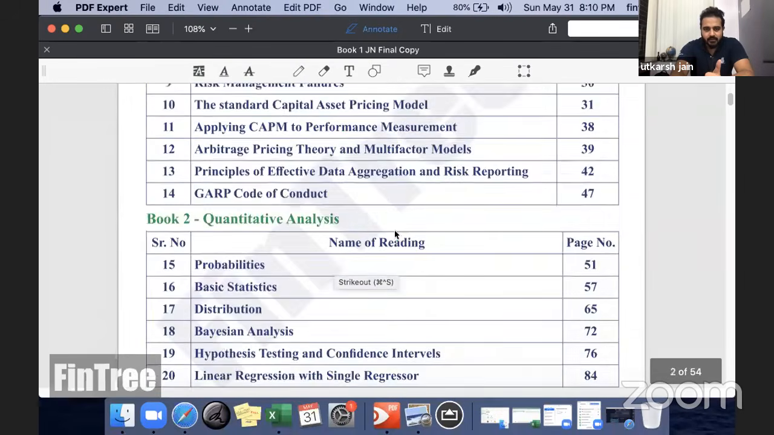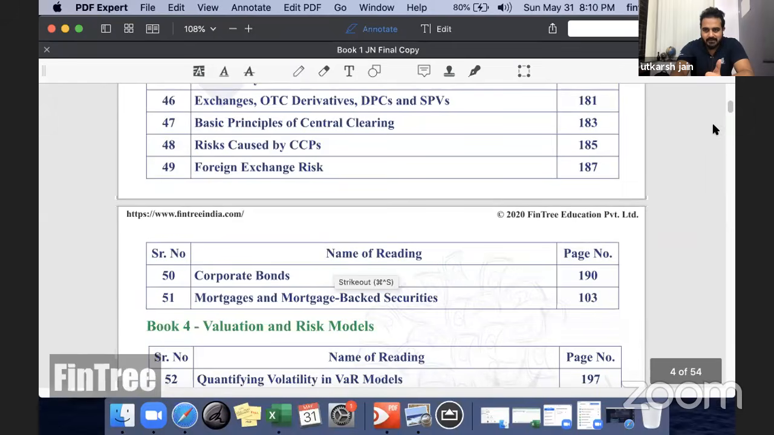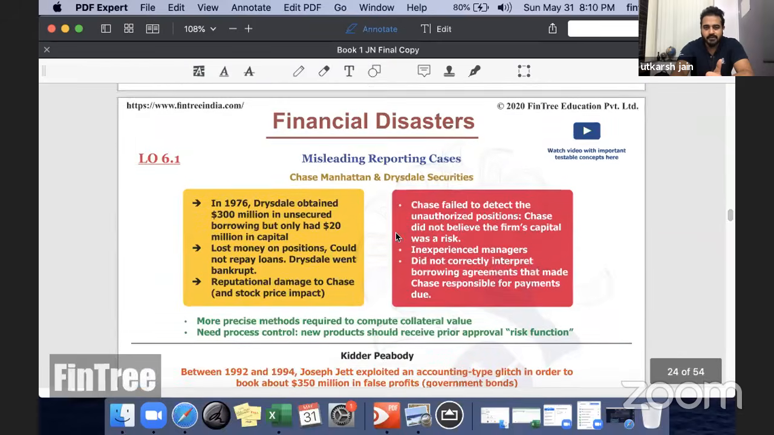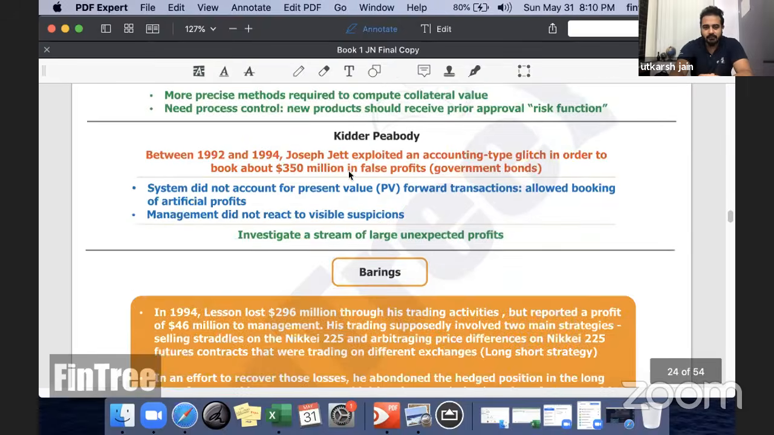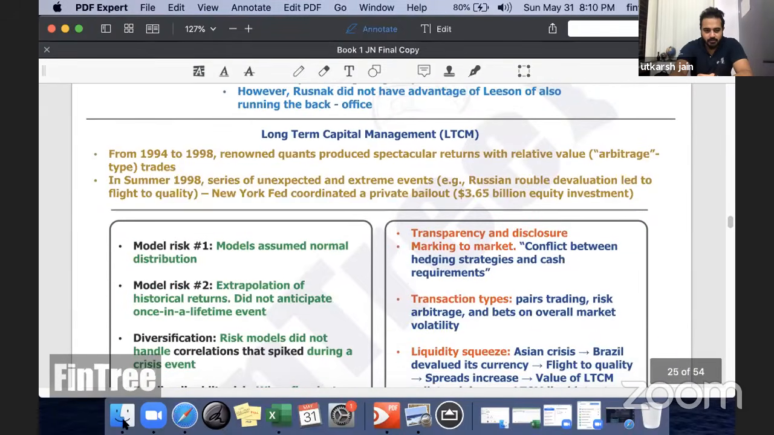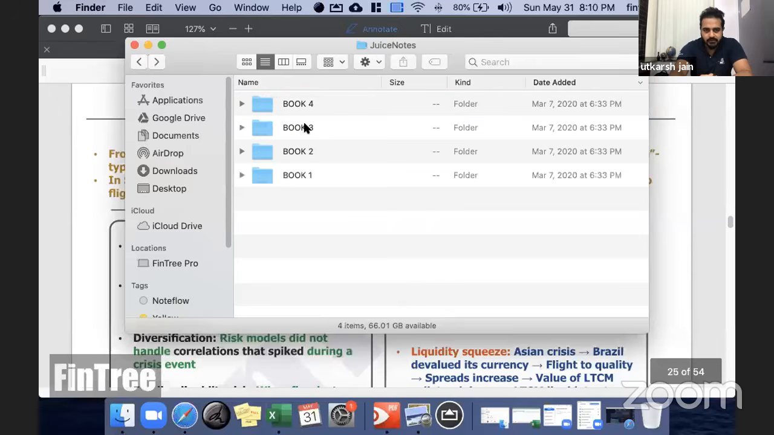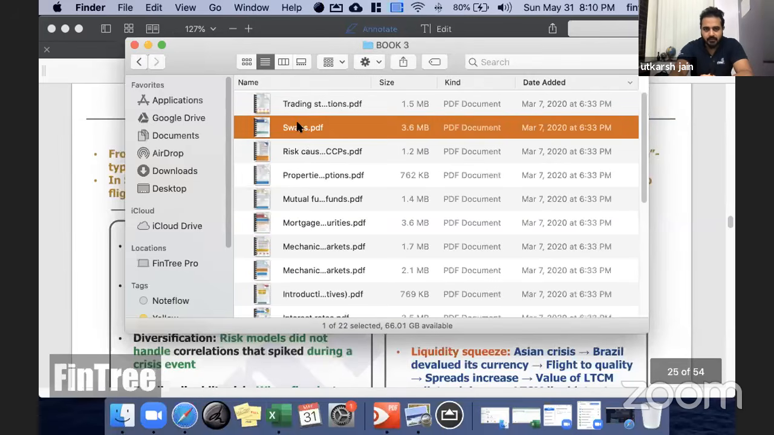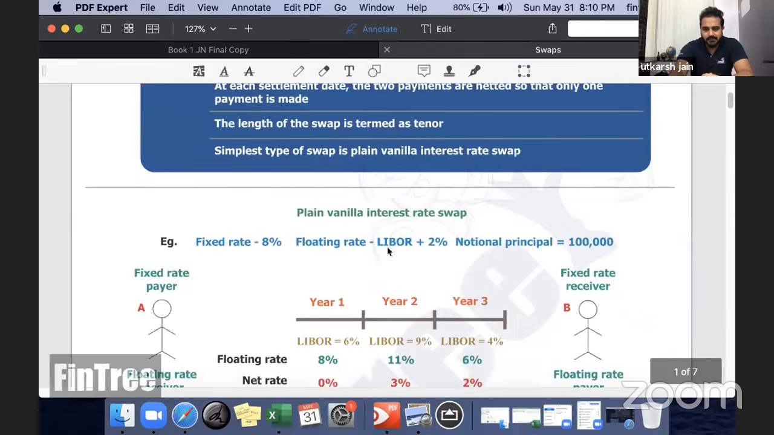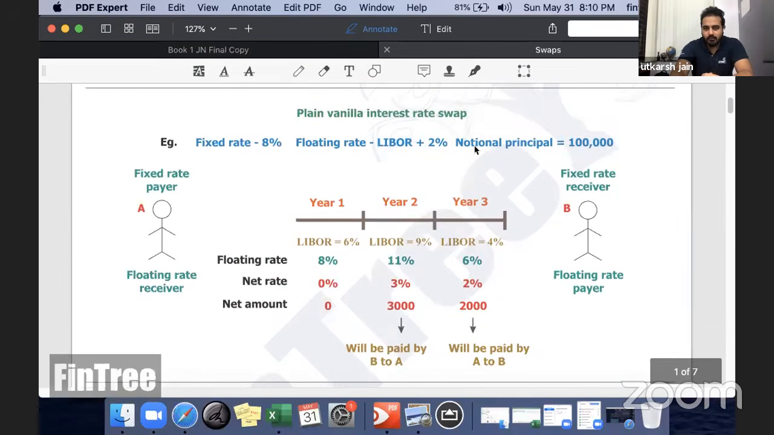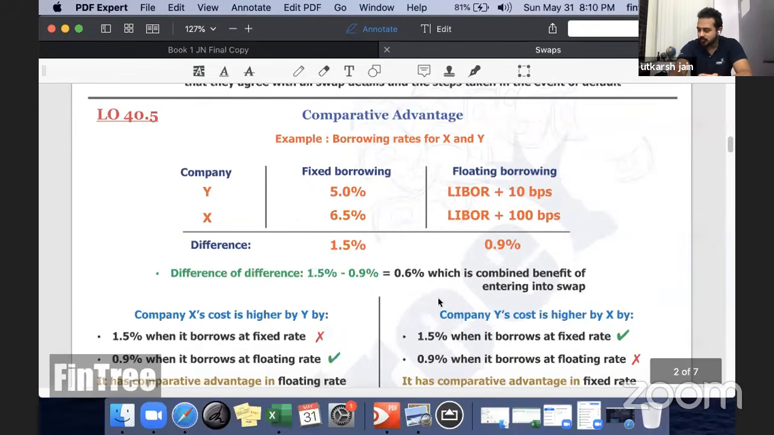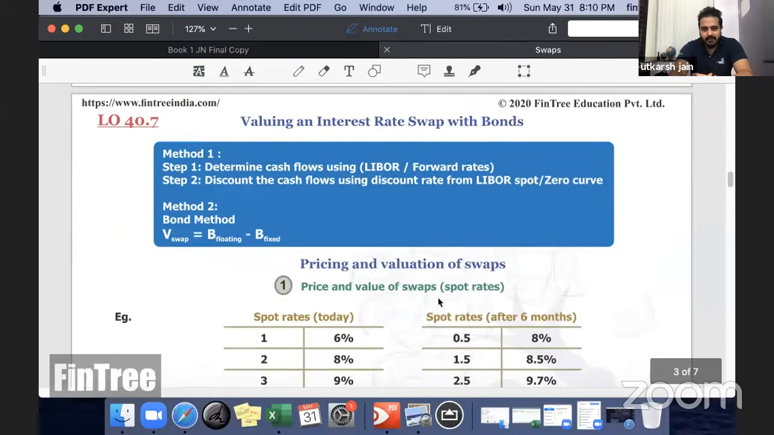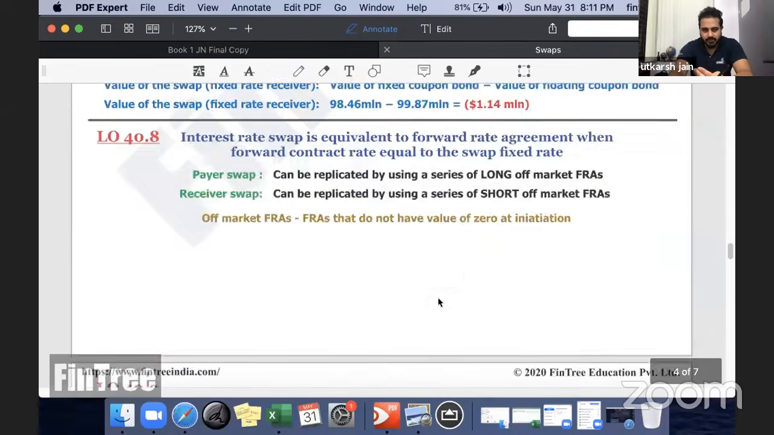Typically when you're reading some text, it's generally verbose, full of stuff that you don't need. What we've done is we've taken the same material which is available in the curriculum, but we put it in a flowchart type of fashion. Some of the numerical concepts you'd find even more useful. Let me show you, let's say book 3, the swaps topic. So this is swaps. We've converted all of them to infographics and easy to understand material with the help of large fonts and colors. You're going to find these juice notes extremely helpful for your revision.